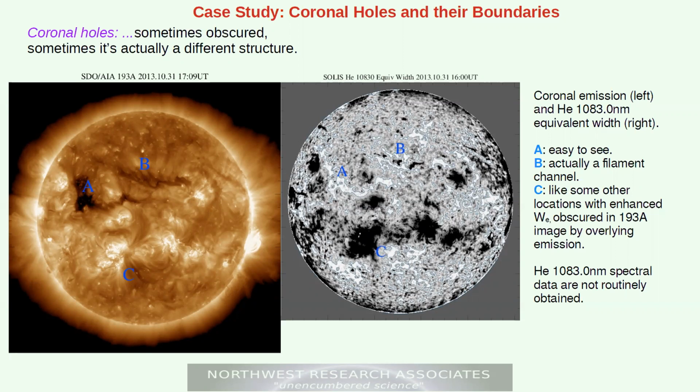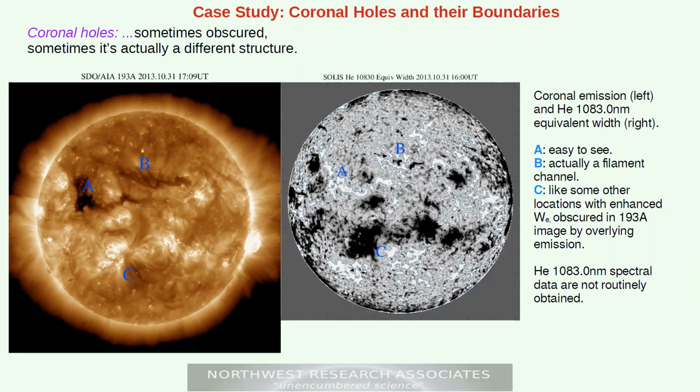So for example, here are three instances. On the left-hand side, you have an AIA image at 193 angstroms. And on the right-hand side, you actually have helium 10830, the equivalent width. That line actually looks at the temperatures and the outflows in the middle chromosphere and high chromosphere. That's really where these coronal holes are starting to do their stuff, okay?